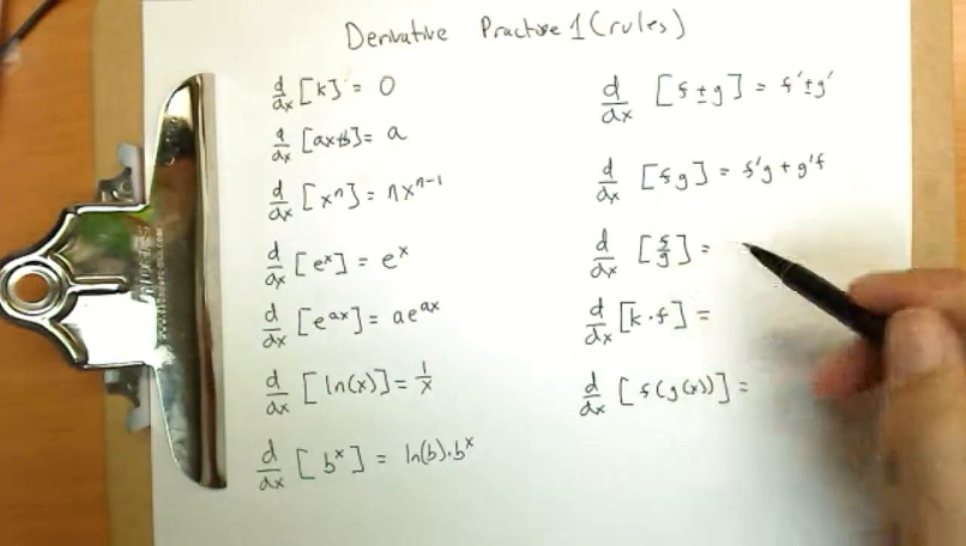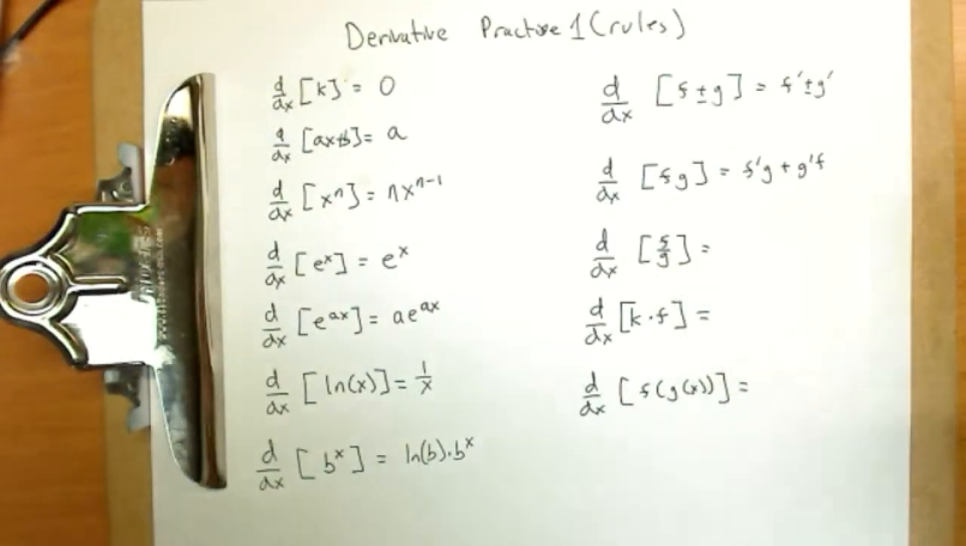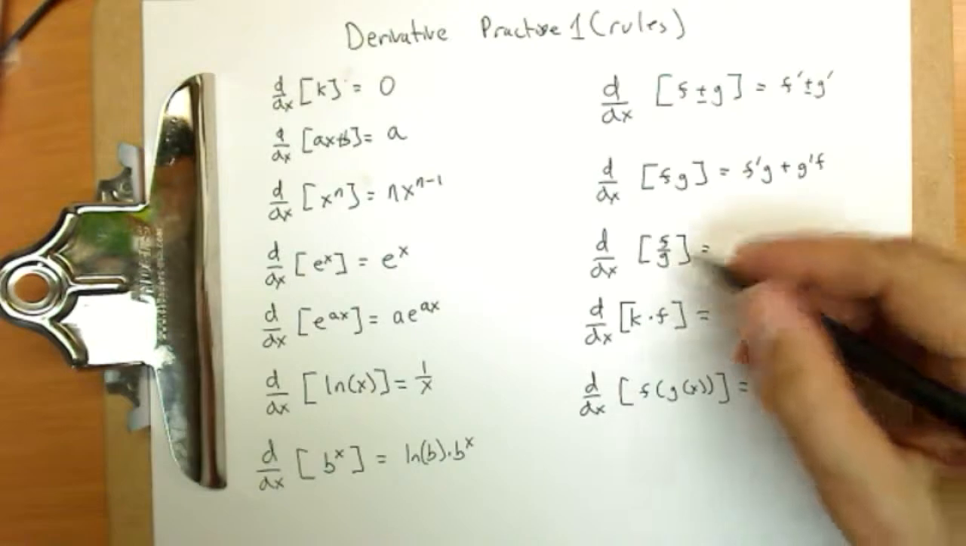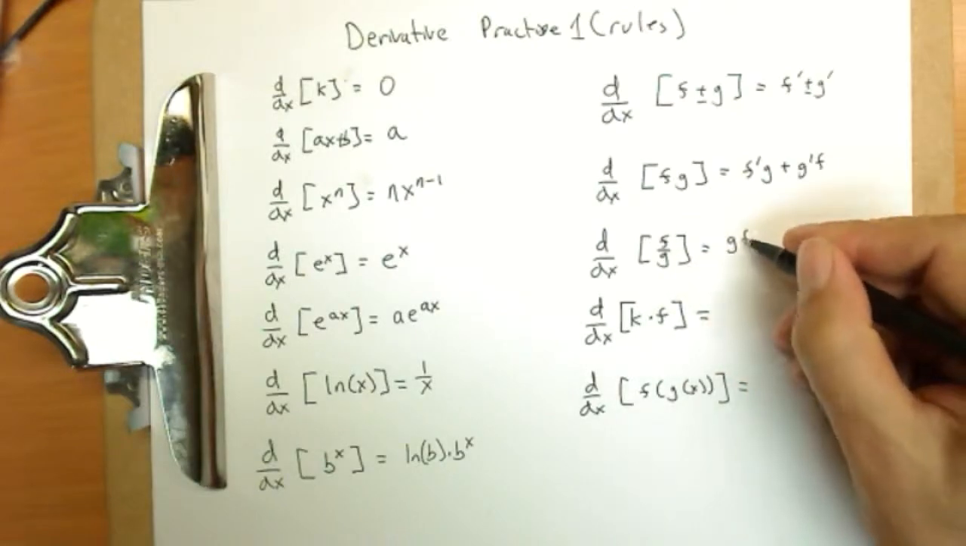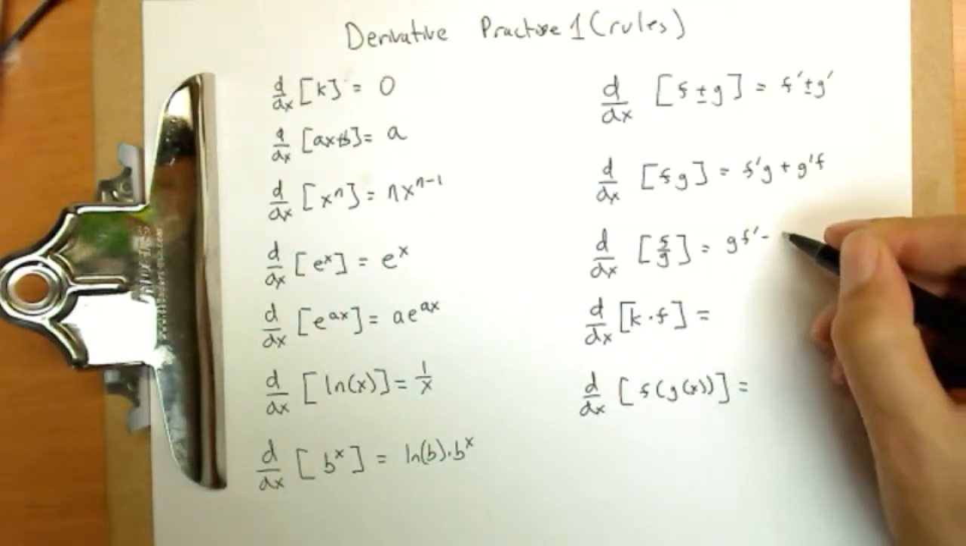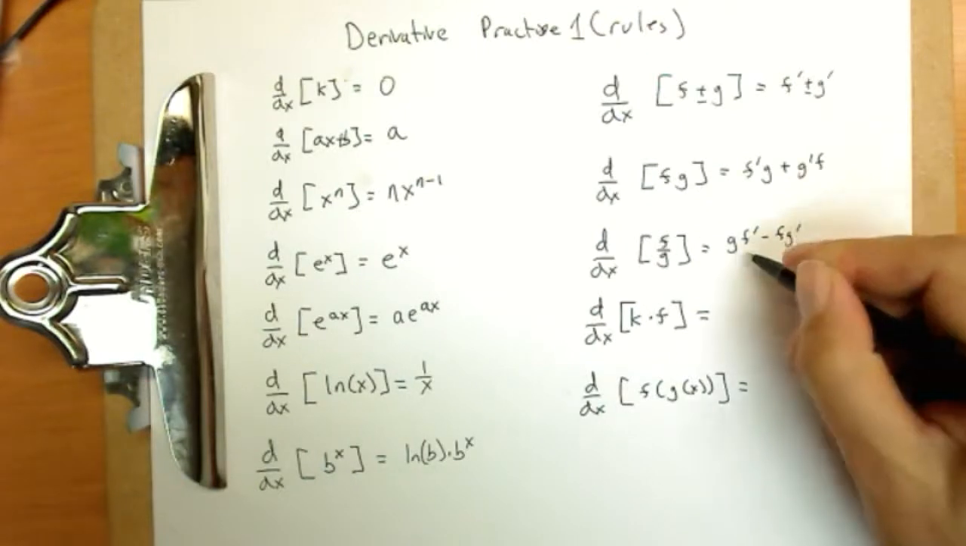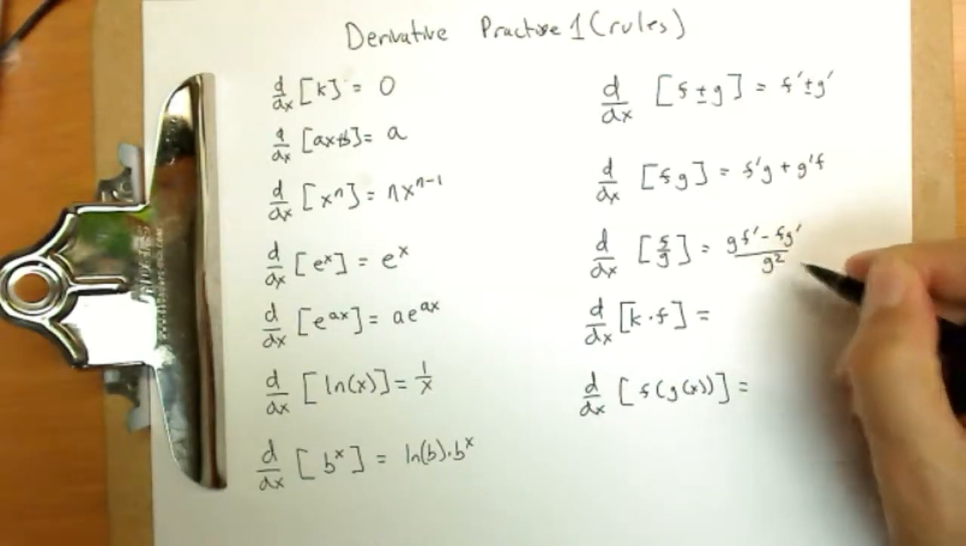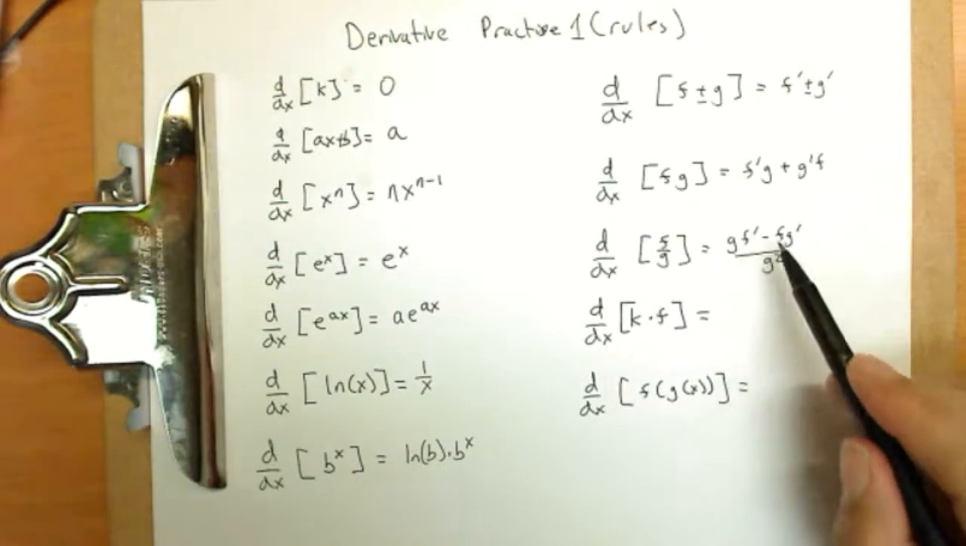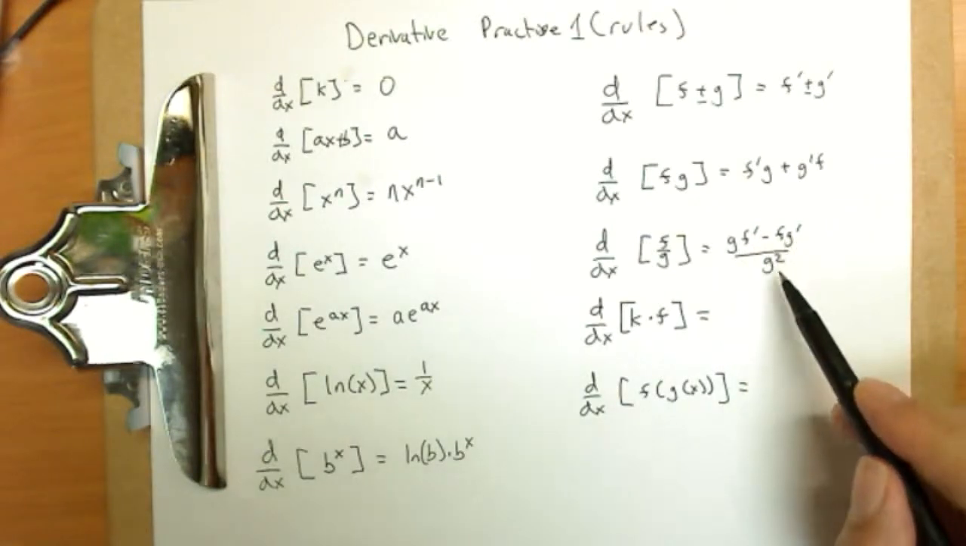Now the order will matter on this one, the quotient rule, because there's a minus, and obviously subtracting a minus b, b minus a is a different answer. Bottom times the derivative of the top minus the top times the derivative of the bottom over the bottom squared. Low d high, high d low, square the one down below.